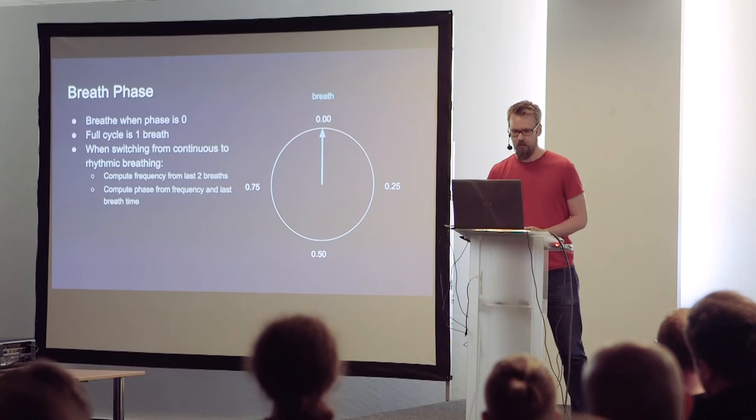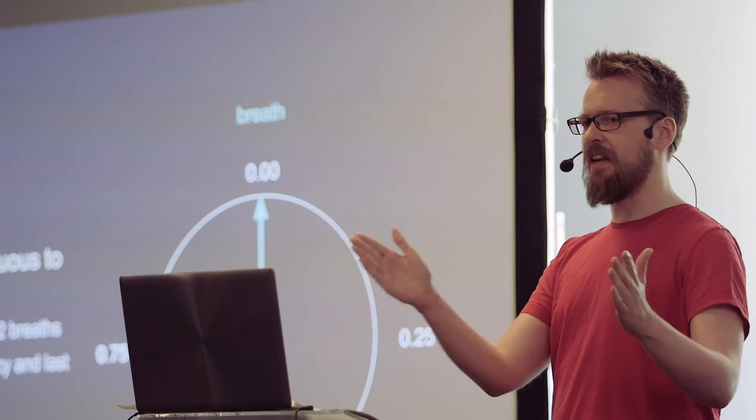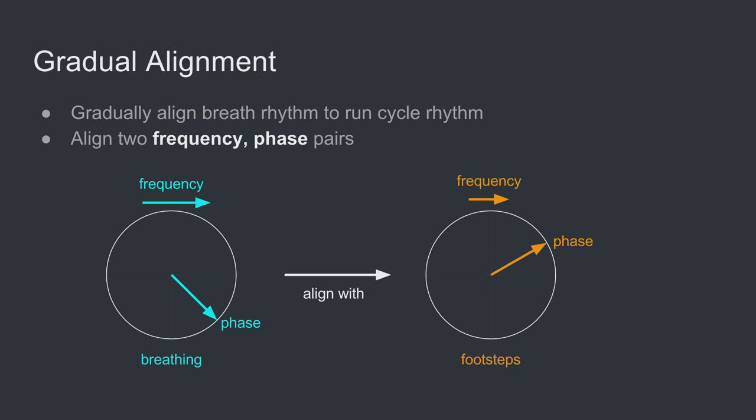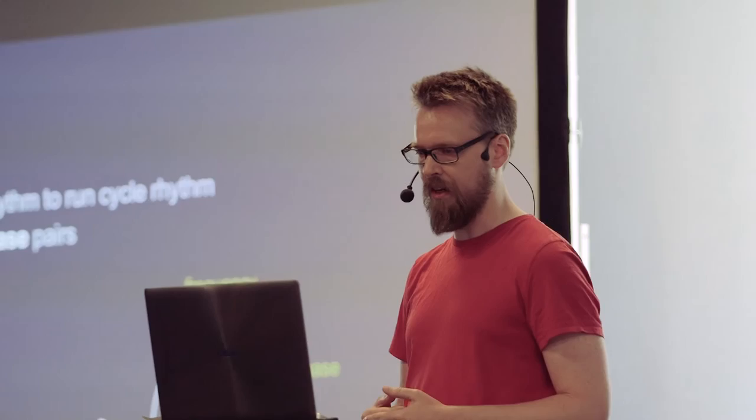So for the continuous breathing, as long as we have an inhale and an exhale, we can get a phase and a frequency by asking what the distance between those is. That gives us the frequency, and then how is that aligned in relation to the footsteps, which are a fairly even beat, so you have these phases that are displaced in relation to each other. So we have these two spinning things, and we want one to gradually align with the other. In general, we wanted to align frequency and phase for one set of those with another set.